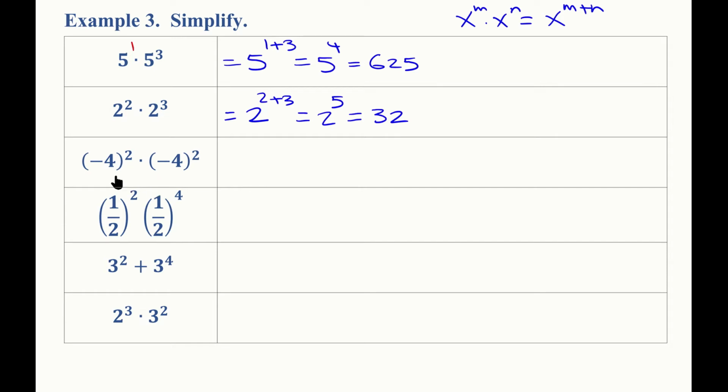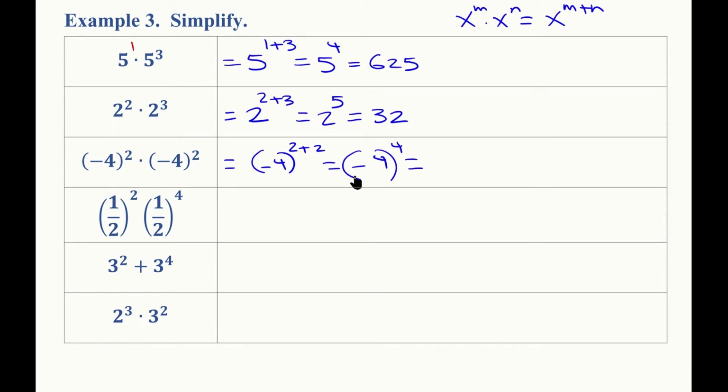Now, can we use it here? Of course, the rule never said the base has to be positive. This works for any base. So here we do have a situation where we're multiplying two powers with the same base. Therefore, we can use the same rule. So we're going to keep the base and we're going to add the exponents. So we get 2 plus 2, so we get negative 4 to the power of 4.